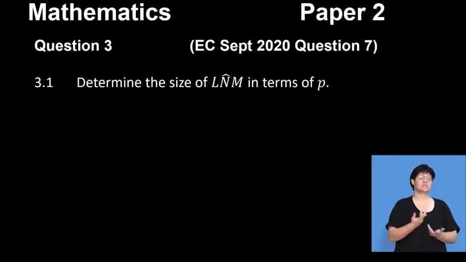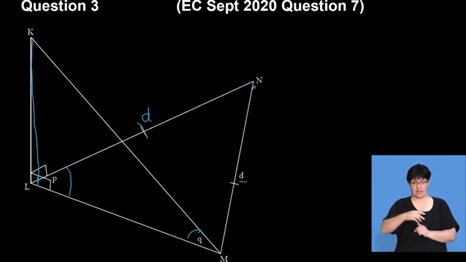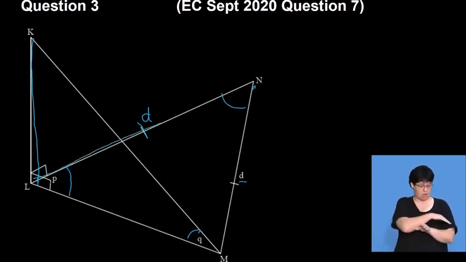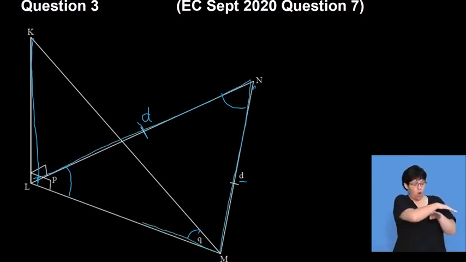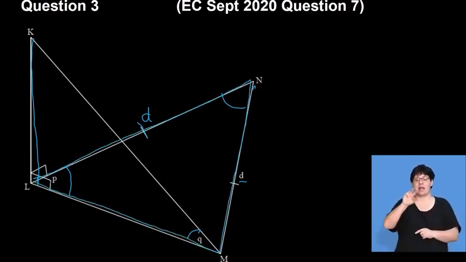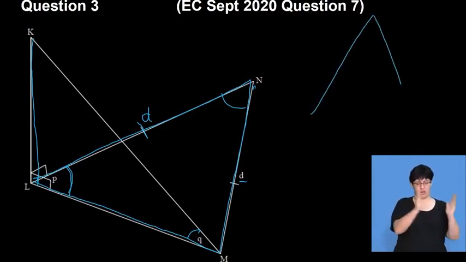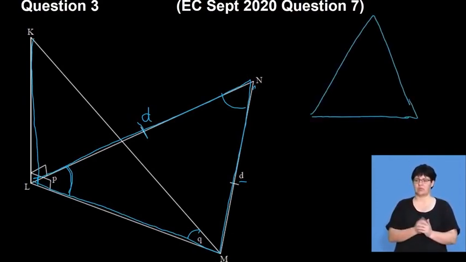Okay, so the first thing we're asked to do is to determine the size of angle LNM in terms of P. Angle LNM is this angle over here. This often comes up, that we have an isosceles triangle, especially when we need to use the sine rule in trig. So we're going to focus our attention on this triangle on the horizontal plane, triangle LMN. We know one of the angles in that triangle. To help us understand, I'm going to draw the triangle over here, removing it from the diagram and drawing it outside.